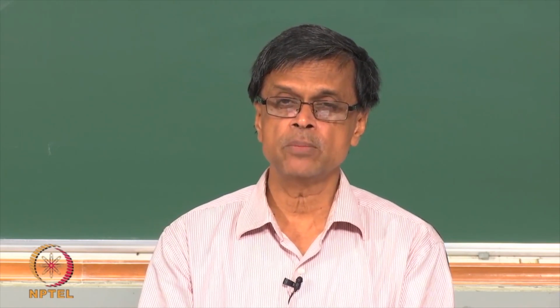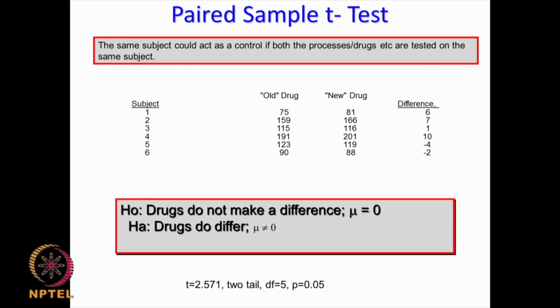Then we talked about two sample t-test where we are having two sets of samples and then trying to say whether these samples come from the same population or different population. Like for example, two different drugs you are comparing or two different activities we are comparing or two different instruments we are comparing. Now we will look at paired sample t-test. That means paired sample t-test is nothing but we use the same subject as control as well as the test.